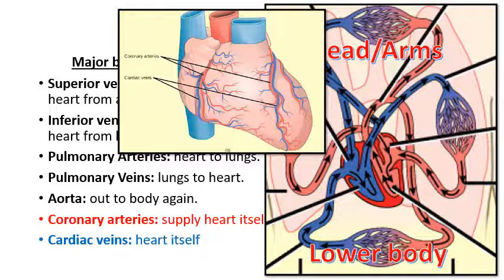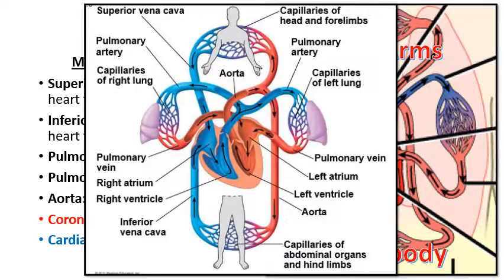Okay, so generally on anatomy diagrams, the blue blood vessels are meant to be veins that are carrying oxygen-depleted blood, and the red lines are meant to be arteries that are carrying oxygen-enriched blood, because oxygen-enriched blood is red in color and oxygen-depleted blood is blue in color. Okay, so there's our circuit.